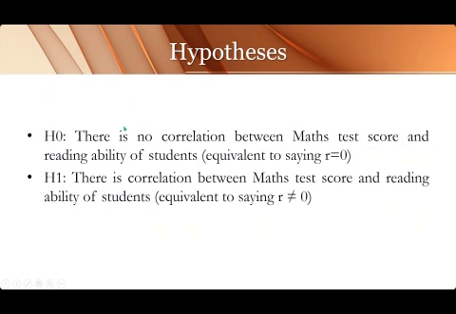Now, when it comes to the problem statement, as a part of our null hypothesis, there is no correlation between math test score and reading ability of the students. As a researcher, you are assuming as a part of your research that there is no correlation between math test score and reading ability of the students. Our alternative hypothesis is that there is a correlation between math test score and reading ability of students. Please take your data set.